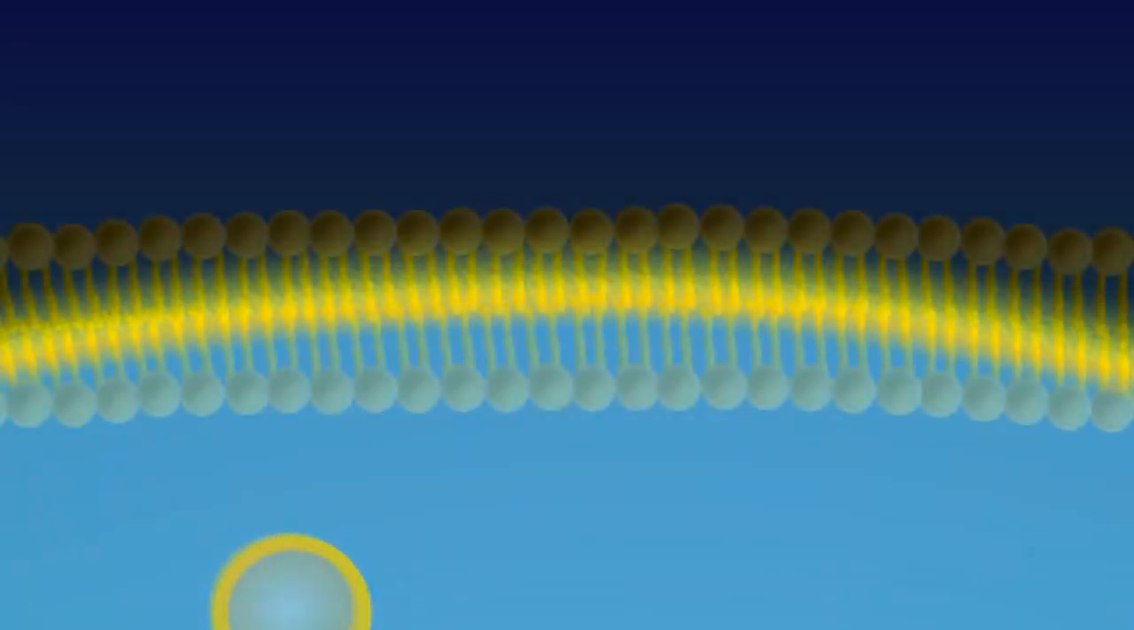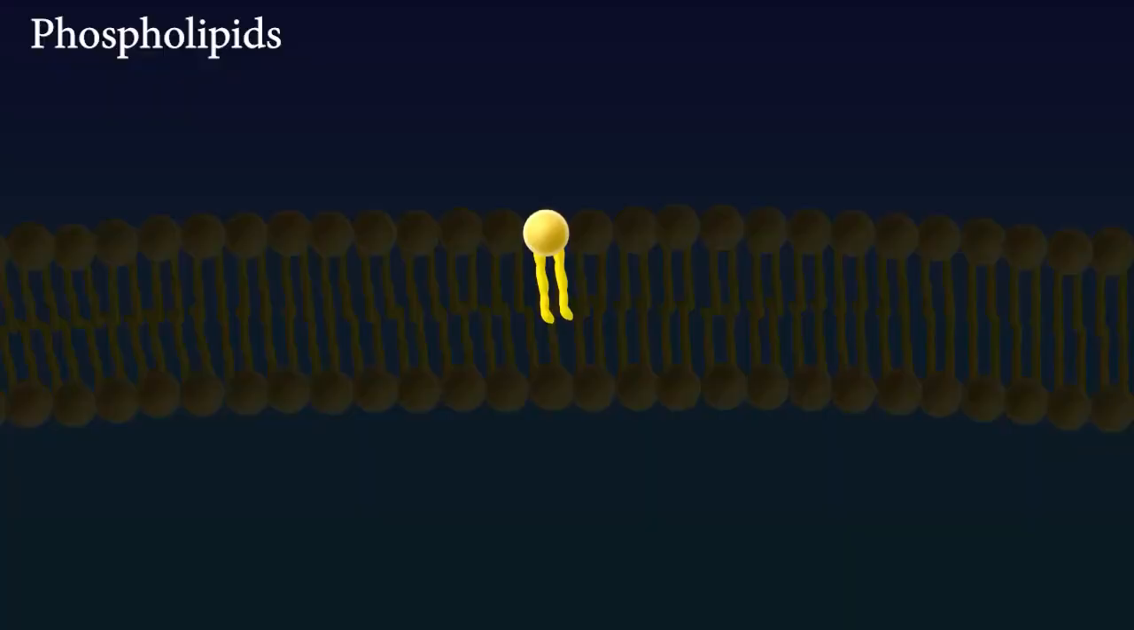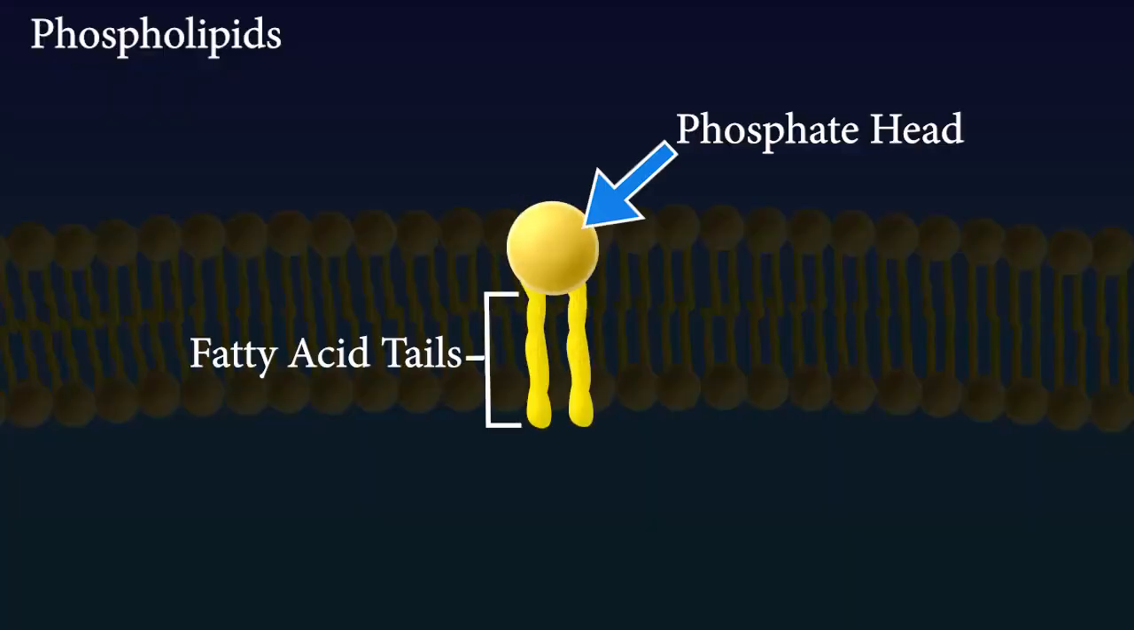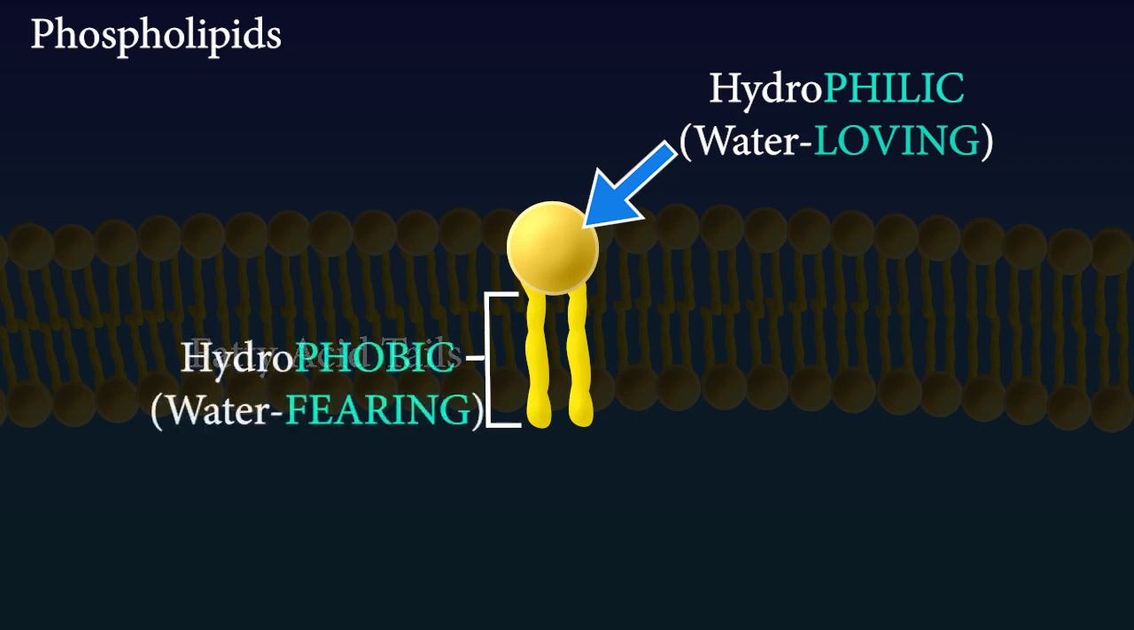If we zoom in on the membrane, we can see that it is made of several molecular parts. Most of the membrane is made of molecules called phospholipids. Phospholipids have a head made of phosphate and two tails made of fatty acids. The heads are hydrophilic, meaning that they are attracted to water, or literally, water-loving. The tails, however, are hydrophobic, meaning that they repel water.